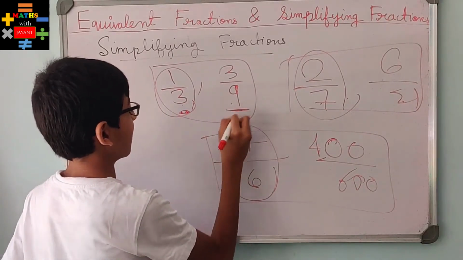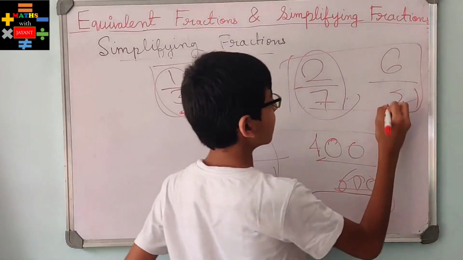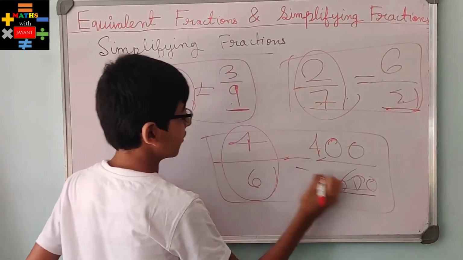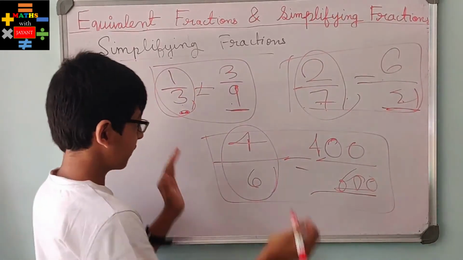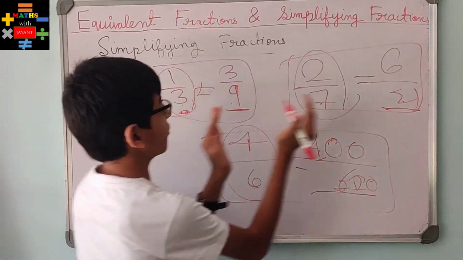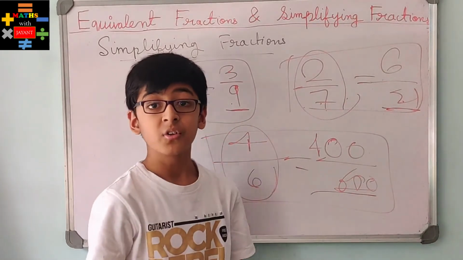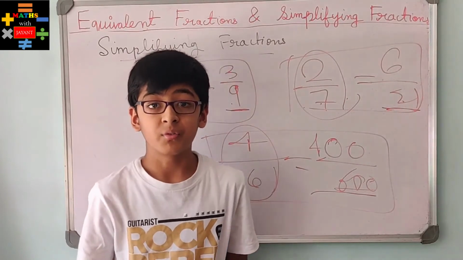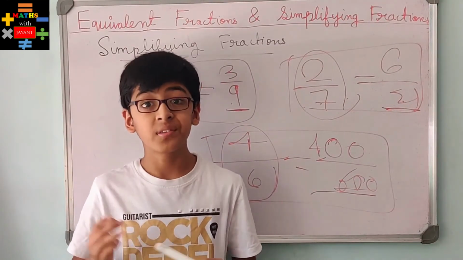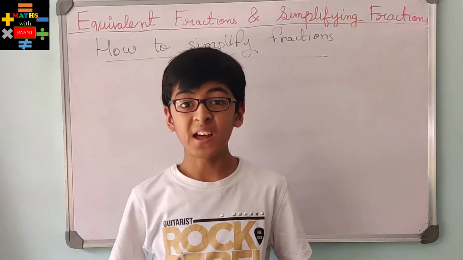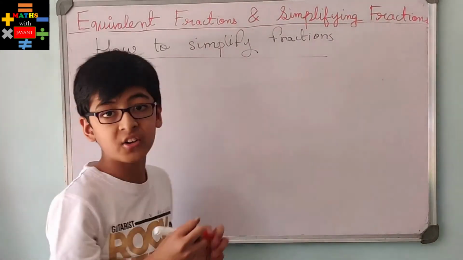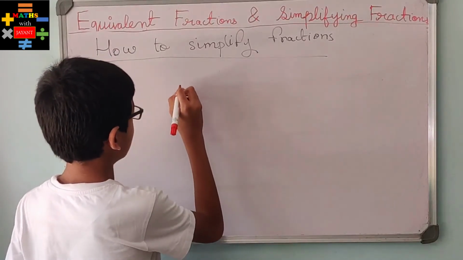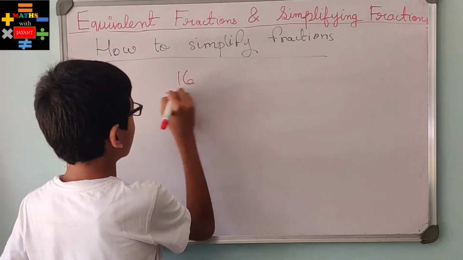So this is the big fraction. All these are big fractions. So it becomes hard to understand. All these are sets of equivalent fractions. All these fractions are equivalent. But we can understand a simplified form much better. So let's see how to find a simplified form of a fraction, or let's see how do we simplify fractions. So let's take a fraction. Let's take a simple fraction first.